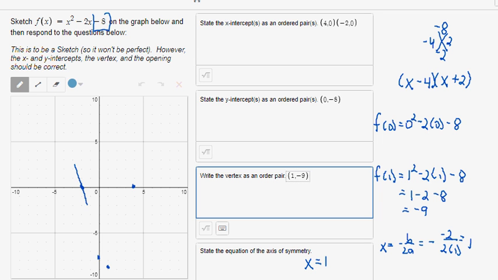Let's see, and show it like that, going through. And really, we should have arrows on them to show that it continues on.